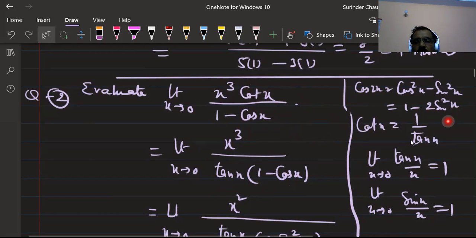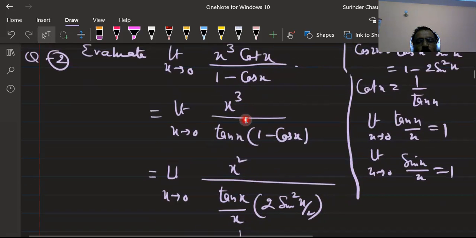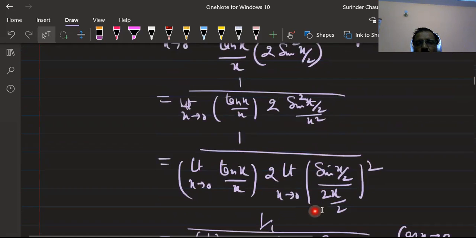1 minus cos x is equal to 2 sin square x by 2. Similarly, now divide numerator by x and denominator by x. The x cancels out, this is x square, tan x upon x. We are doing all this to convert into the formula sin x upon x or tan x upon x. Taking this denominator, this will be 2 sin square x by 2 upon x square. Now we have to make this the same form again.